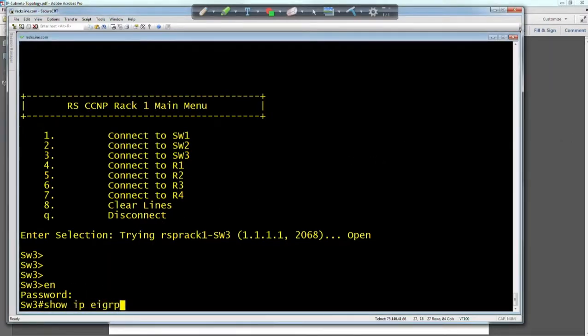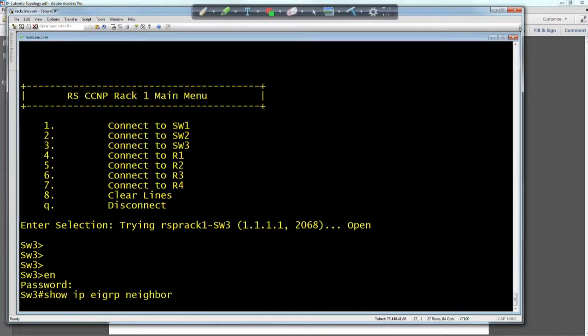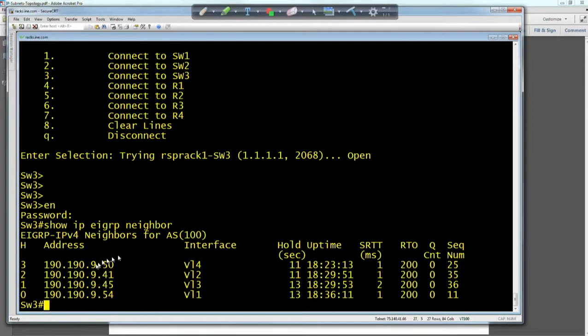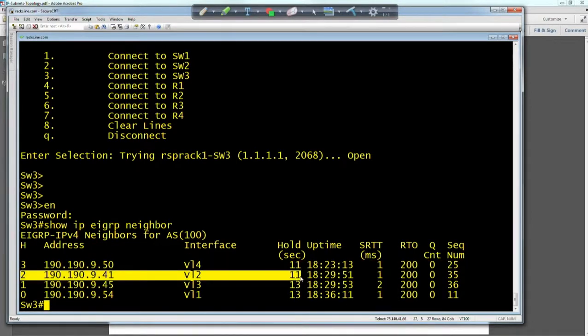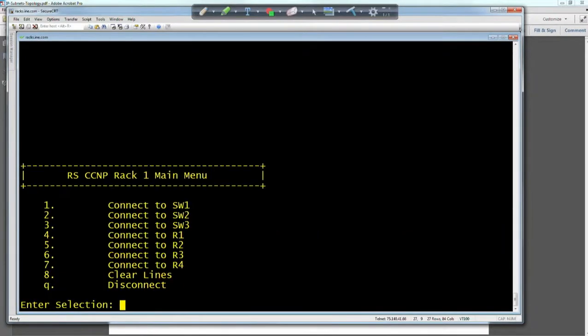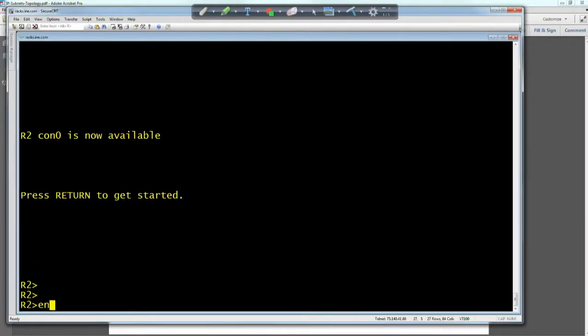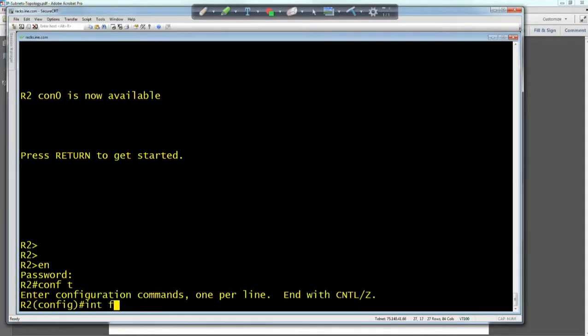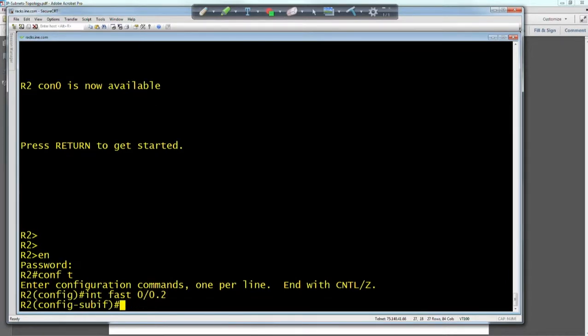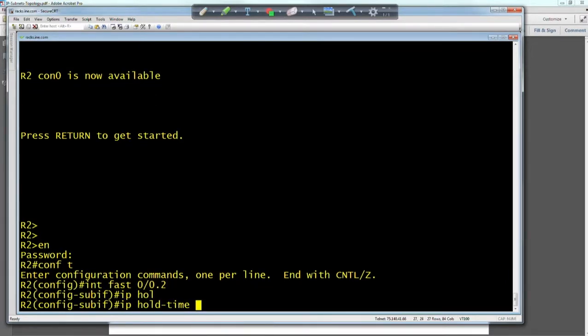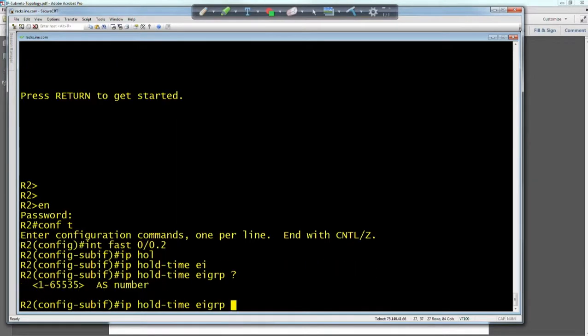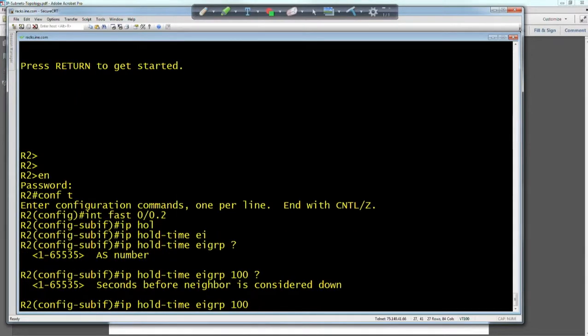Show ip eigrp neighbor. And this is the .41 neighbor, so right here. Right now he says 11 seconds. If I don't hear from him within 11 seconds, then I will declare him dead. So we're going to bump that up quite a bit to 45 seconds. Let's go over here to router 2 now and get into that sub-interface. ip hold-time eigrp, and then we put our autonomous system number. And now we put in 45.